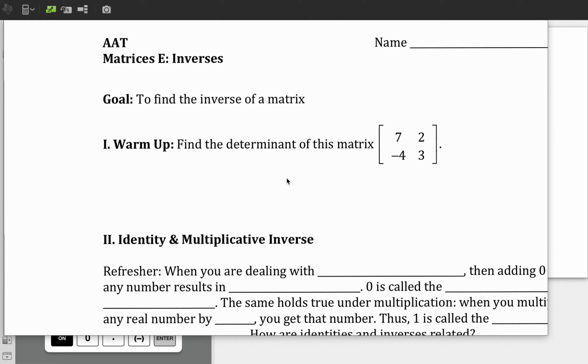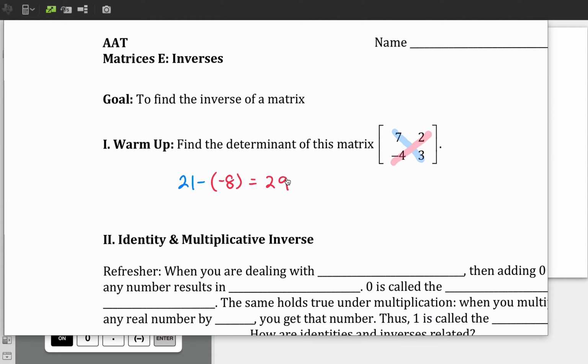Remember, what we're doing with a determinant is we multiply these, we multiply these, and then we subtract the first and the second. So essentially, it's going to be 21 minus a negative 8. Here we get 29. Now let's double check that with our calculator.